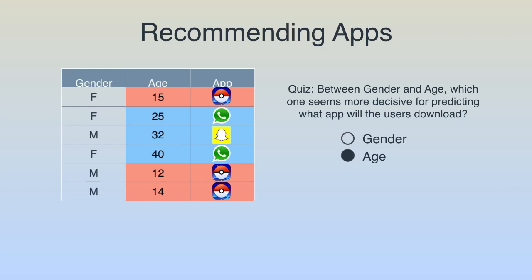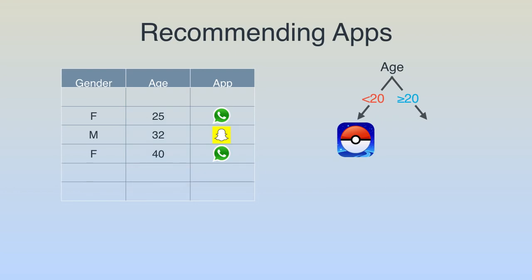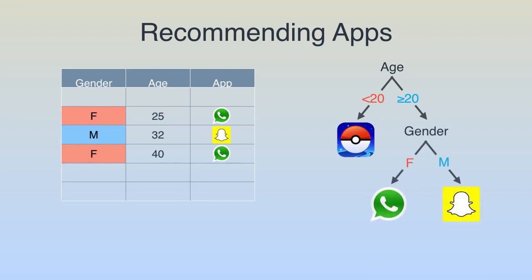So what we're going to do is we're going to add a question here. The question is, are you younger than 20? If yes, then we'll recommend Pokemon Go to you. If not, then we'll see. So what happens if you're 20 or older? Then we look at the gender. It seems like here, if you're a female, you've downloaded WhatsApp. Whereas if you're a male, you've downloaded Snapchat. So we add another question here. The question is, are you female or male? And if you're female, we recommend WhatsApp. And if you're male, then we recommend Snapchat.